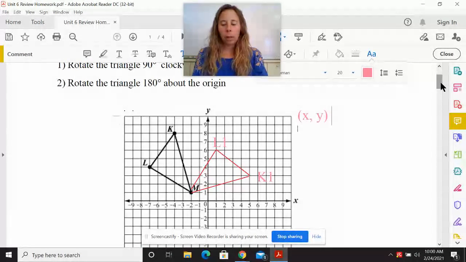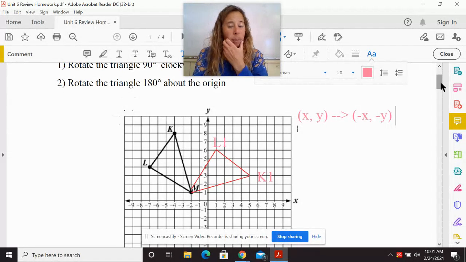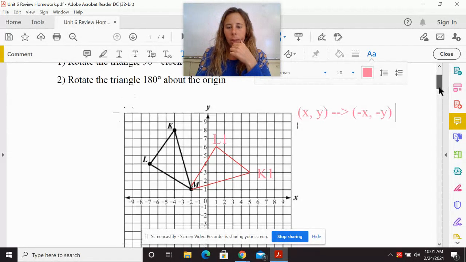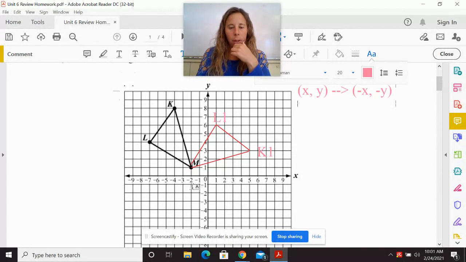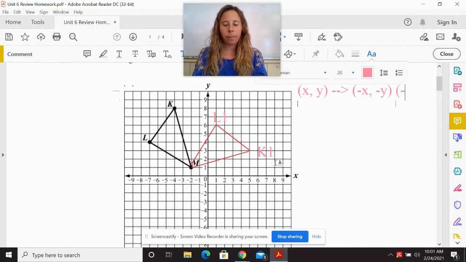(x, y) becomes negative x, negative y. So it just becomes the exact opposite. Okay, so for point M, I'll just start there. It's at -2, 1. Come down here. -2, 1.